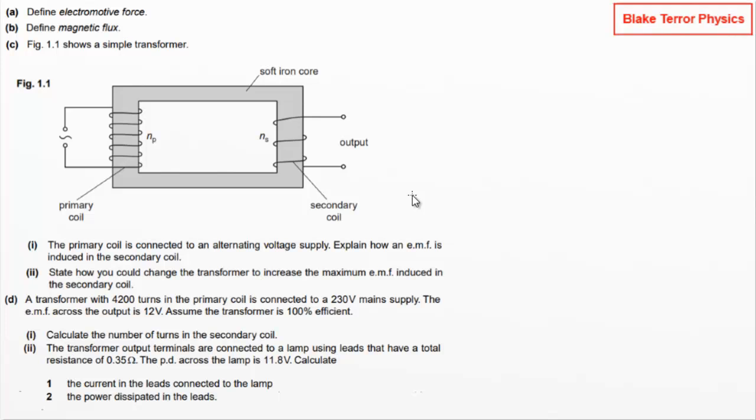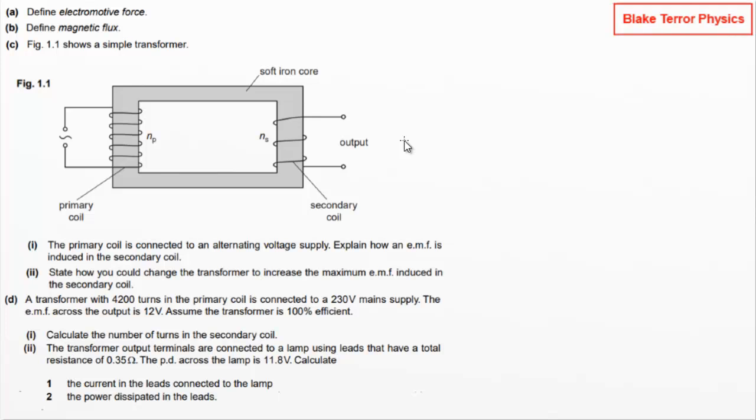Define electromotive force. We've done this loads in these videos. So again, we're starting off with the volt: start with your definition of the volt, energy per unit charge, then transferred from the source to electrical energy. I'm not writing that out, I've done it too many times before. Define magnetic flux. Again, we've done this quite a lot. Contextualize the magnetic flux, as I was saying on the previous question. This is magnetic flux through a surface.